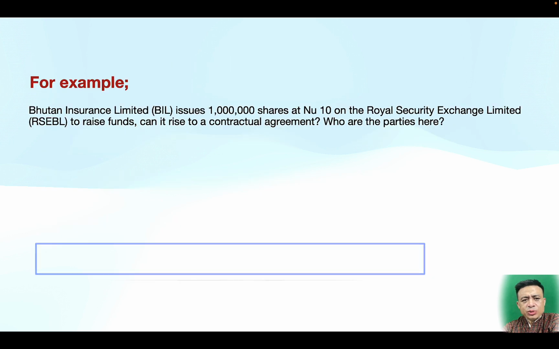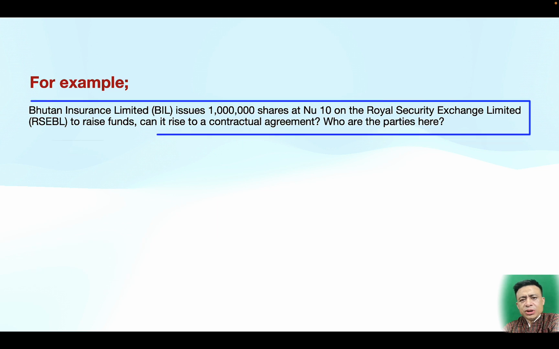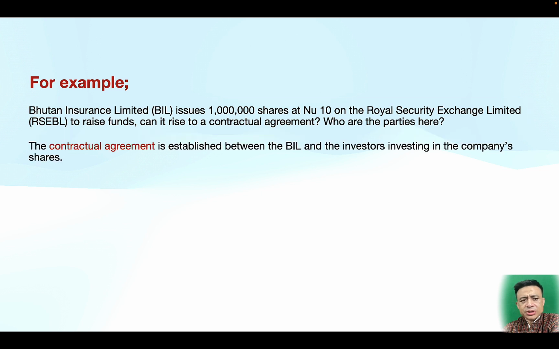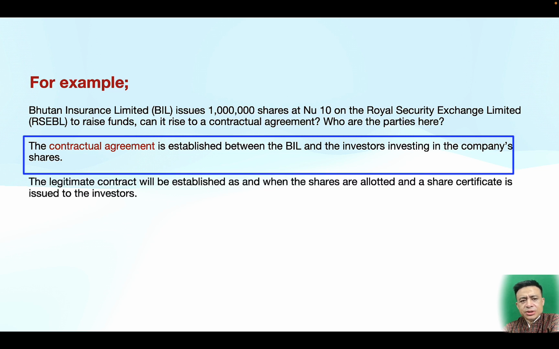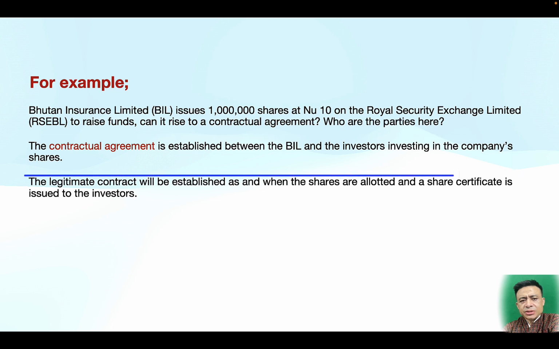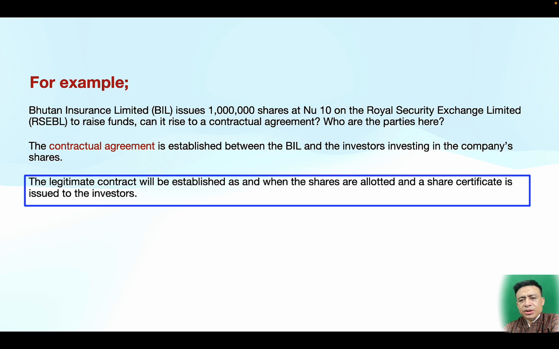For example, Bhutan Insurance Limited issues 100,000 shares at Nu. 10 on the Royal Securities Exchange Limited to raise funds. Does it give rise to a contractual agreement? Who are the parties here? The contractual agreement is established between BIL and the investor investing in the company's shares. The legitimate contract will be established when the shares are allotted and the share certificate is issued to the investors.